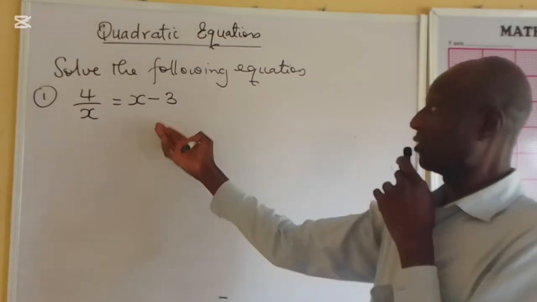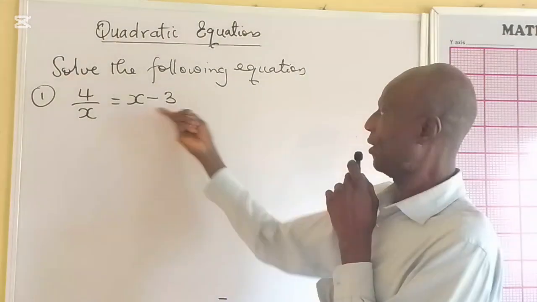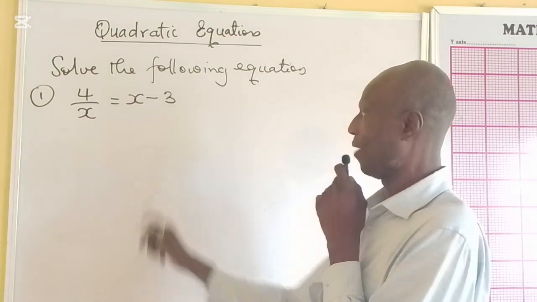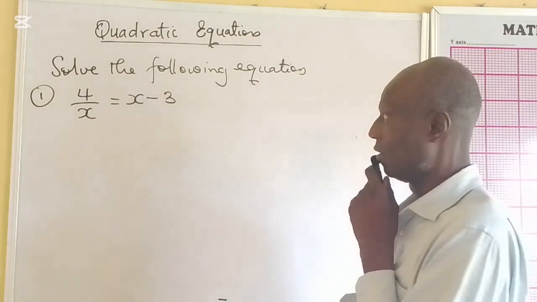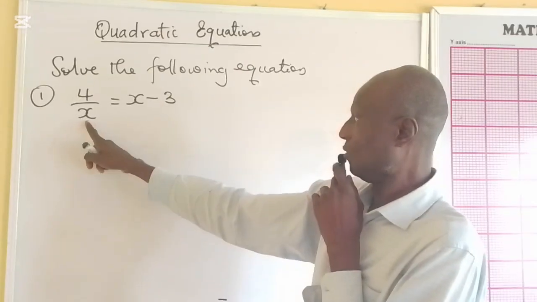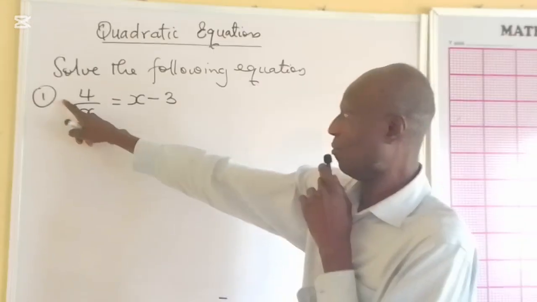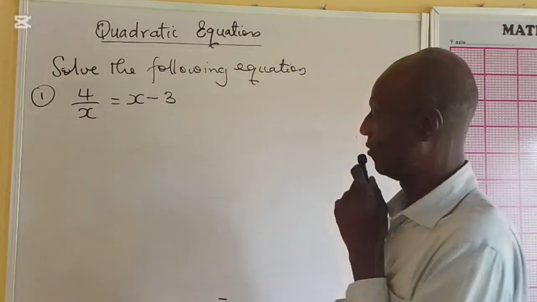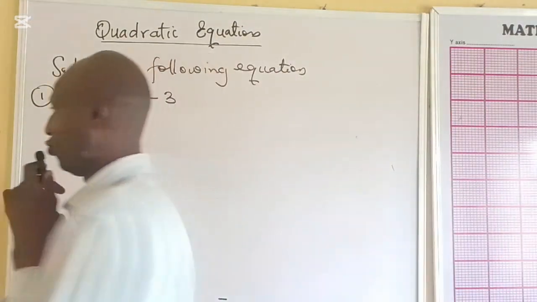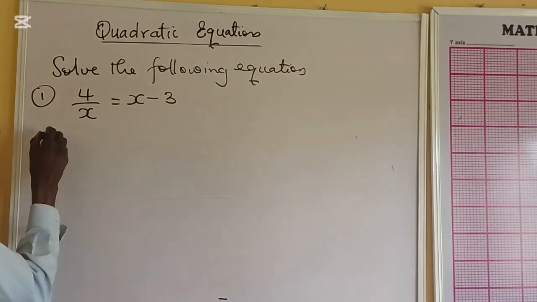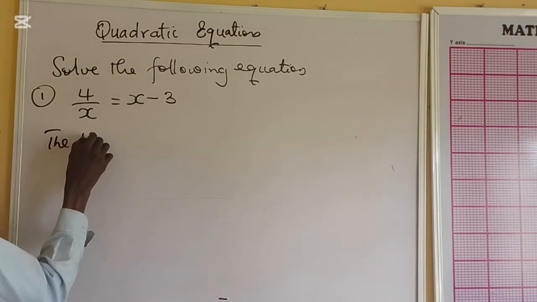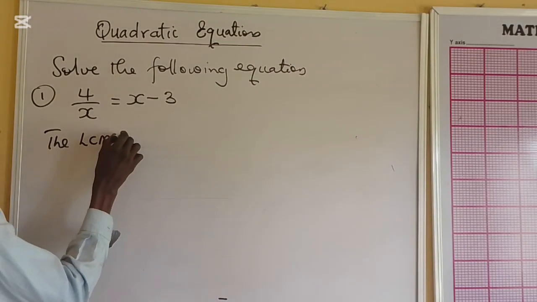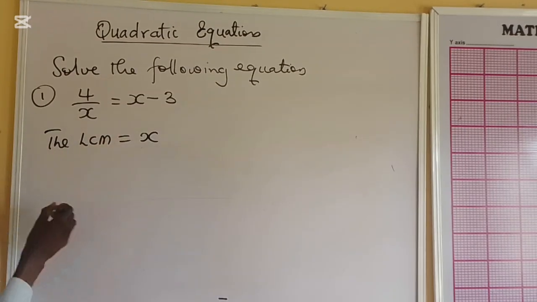There are two ways you can solve this. You can make it over 1 and cross multiply. That's one method. Another method is to use the denominator, which is the LCM, to multiply each of the terms. Whichever method you use, you arrive at the same answer. The LCM is equal to what? x.